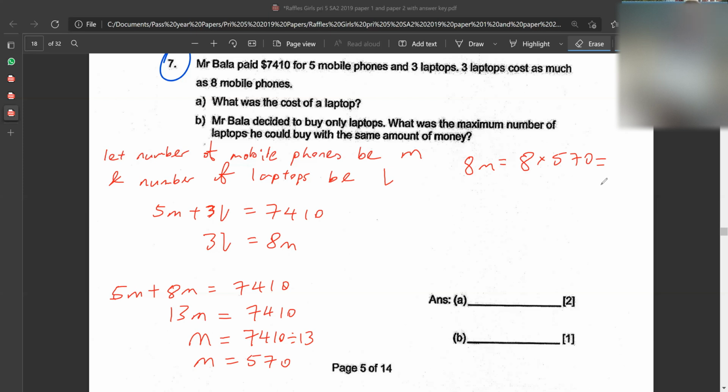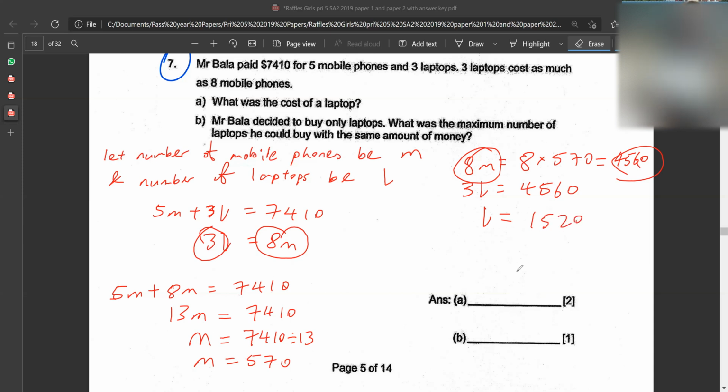Yes. That is 4560. Same thing, ask good friend. So your 4560 is also equal to your 3L. You can see that, no? Since they are both equal to 8M. Because 3L is 8M and your 8M is this. Therefore, this equals 3L. So L is equal to, ask calculator again, 1520. So cost of laptop is 1520.